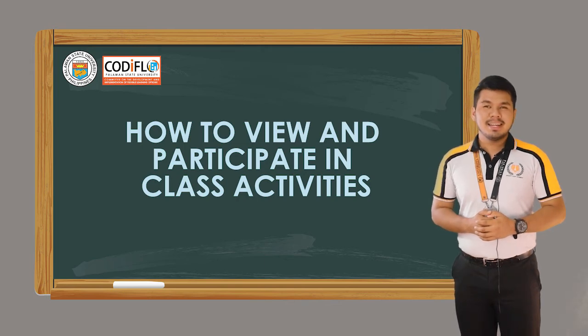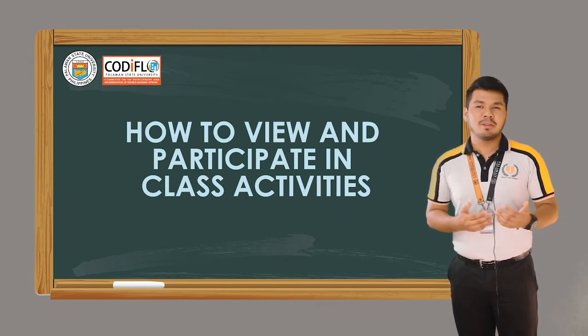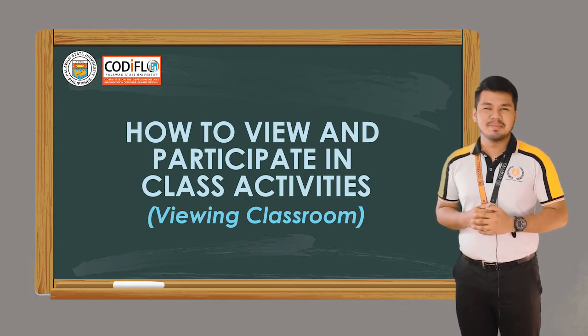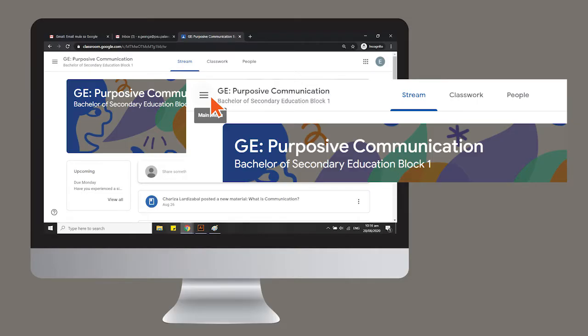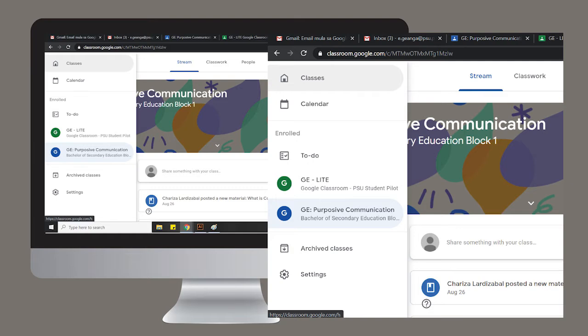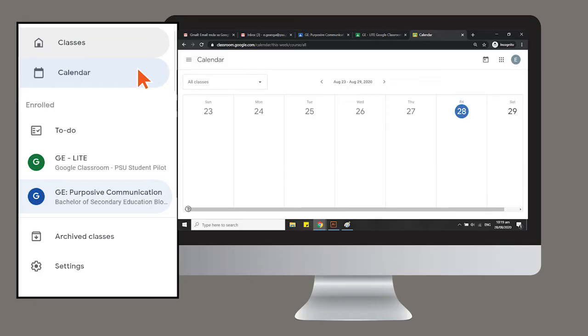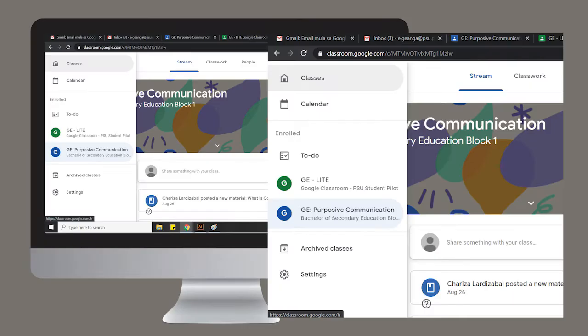At this point, let us familiarize ourselves with the Google Classroom interface. Let's start in viewing Classroom. Main menu. This will allow you to access all of your classes, calendar, student work, and settings. Classes. Here you can view all your classes. Calendar. Here you can view your calendar and keep track of your schedules to do.